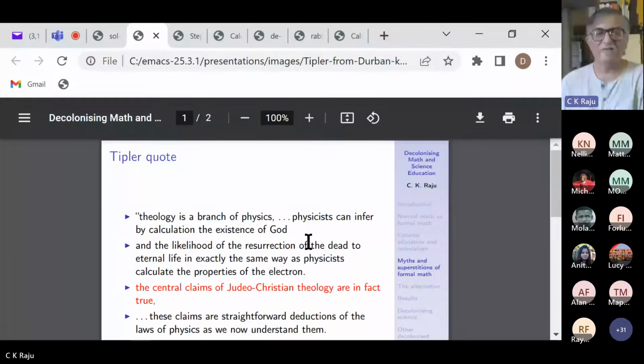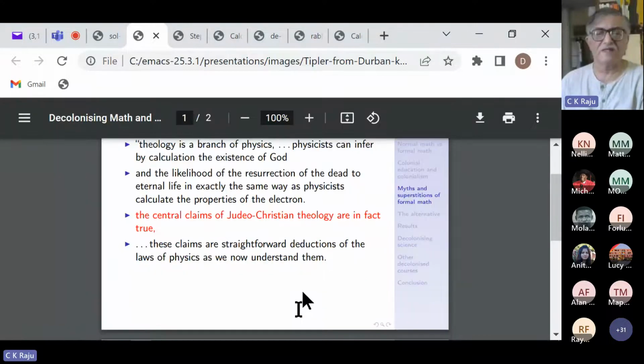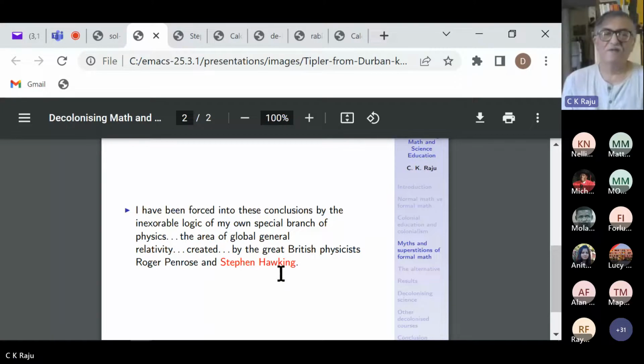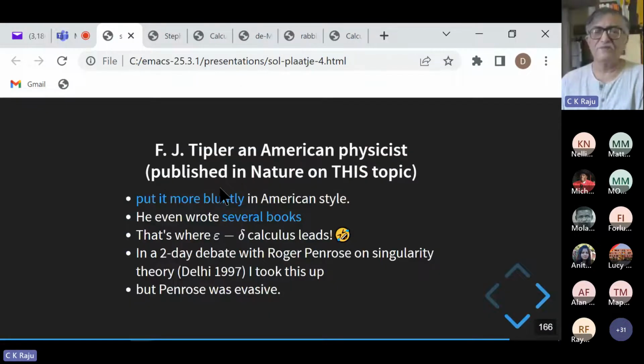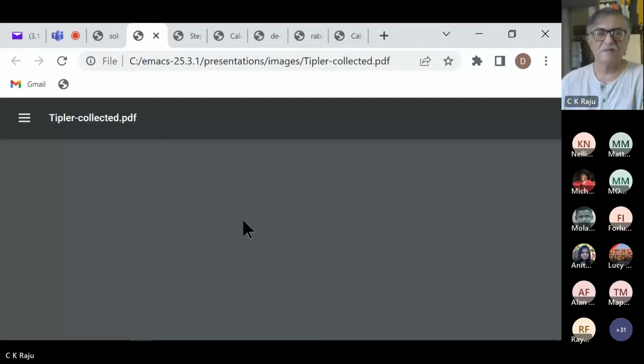And I'll skip through this. Central claims of Judeo-Christian theology are in fact true. And they are straightforward deductions of the laws of physics as we now understand them. And I have learned this from Penrose and Hawking, singularity theory of Penrose and Hawking. That's his branch of relativity, he says. He's written papers in Nature on that, and he's written several books on that. Not just a remark. I mean, this remark is from that book.